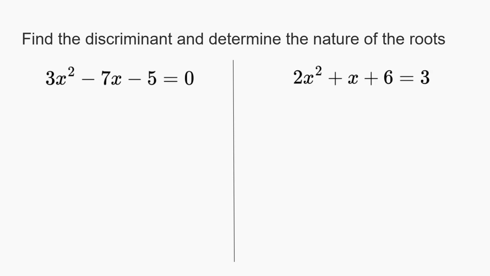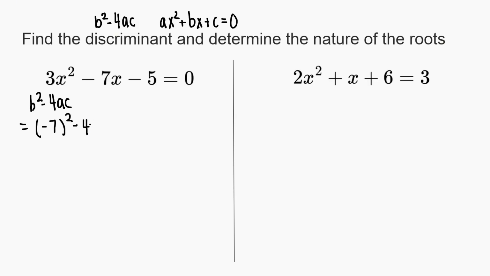Now, let's practice finding the discriminant and the nature of the roots. So first, the discriminant is going to look like b squared minus 4ac when the equation is in the form ax squared plus bx plus c equals 0. So let's get started with our first one. 3x squared minus 7x minus 5 equals 0, which is already in this form. b squared minus 4ac is equal to negative 7 squared minus 4 times 3 times negative 5.